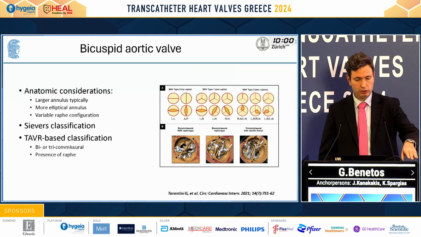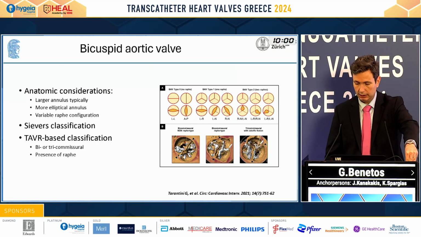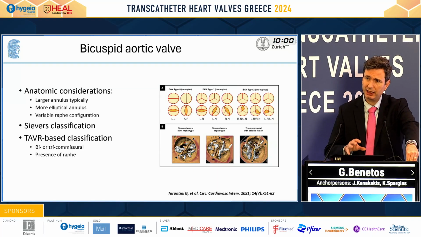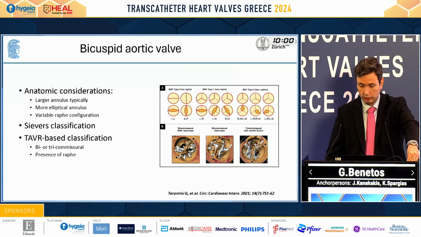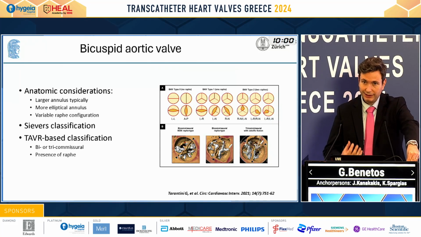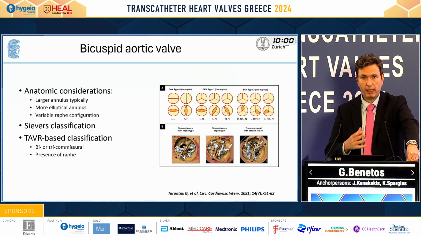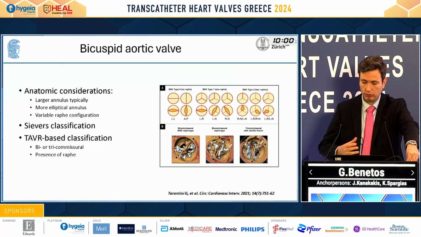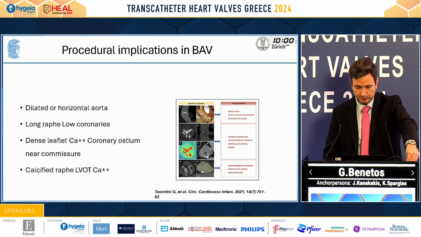Going beyond to some more specific data regarding our CT, since 2021 there is a new classification of bicuspid aortic valve according to CT data. So we say either our bicuspid valve is tricommissural, which is the functional bicuspid, as we said before, or bicommissural with raphe type, or bicommissural non-raphe type. Bicommissural raphe type is a Sievers 1, and bicommissural non-raphe type is old Sievers 0.